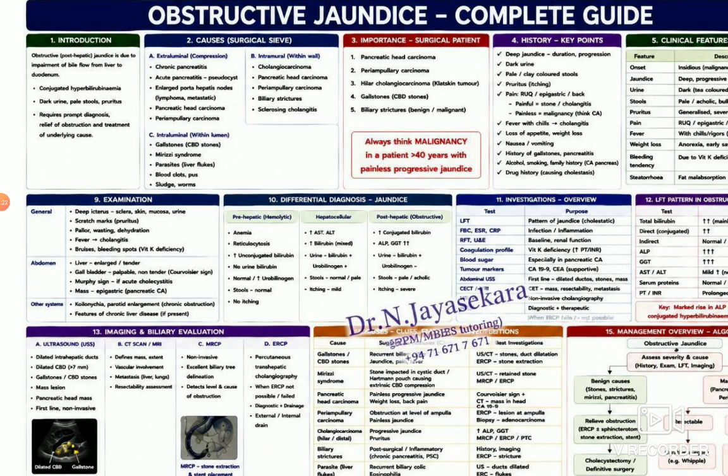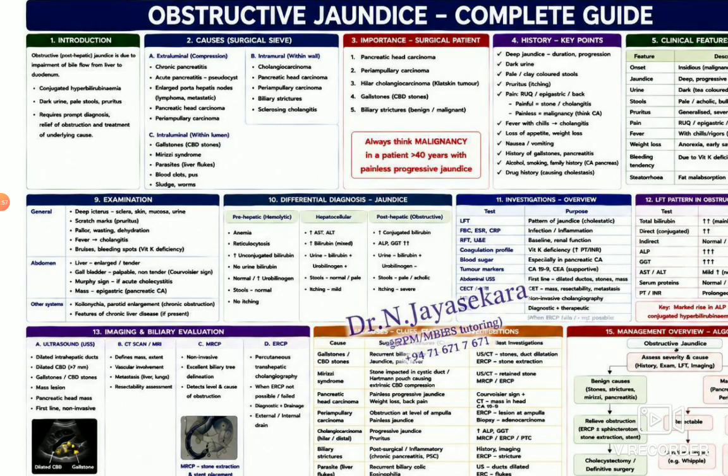Why does jaundice occur? Now let's think logically. Bilirubin is conjugated in the liver and normally excreted into bile. But when bile flow is obstructed, conjugated bilirubin cannot drain into the intestine. So it refluxes back into the bloodstream. That is why obstructive jaundice causes predominantly conjugated hyperbilirubinemia.